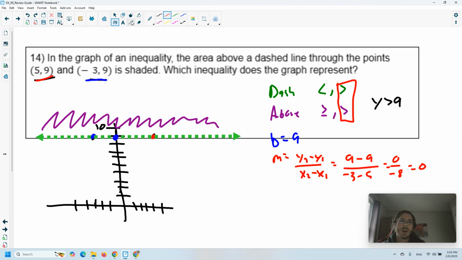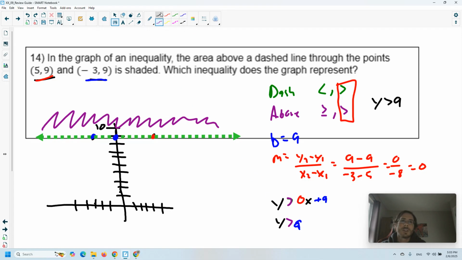So if we were to do y = mx + b, so y, we know this is a greater than. That should be in purple. 0x plus 9. And we do get our answer that we had over here. y is greater than 9. That's it.